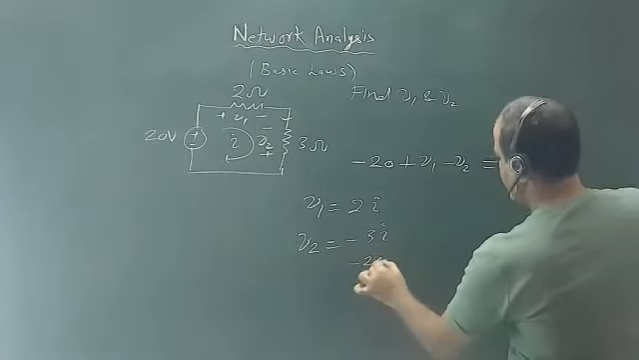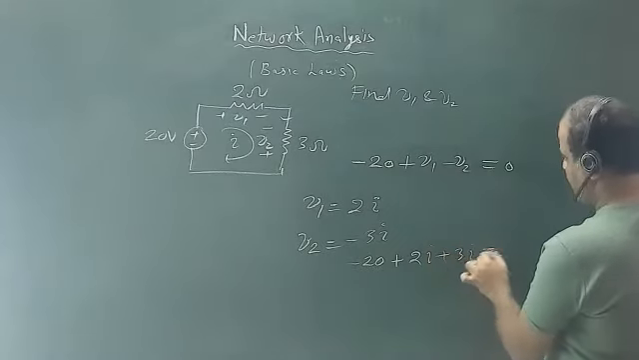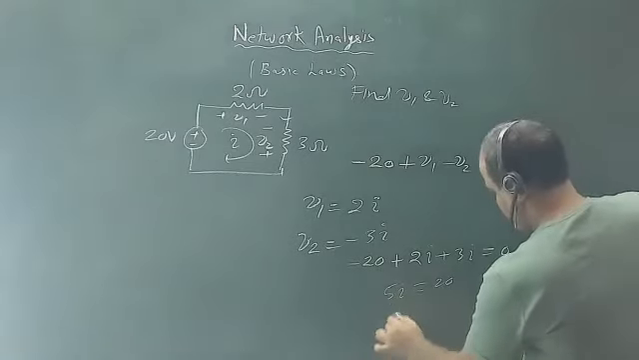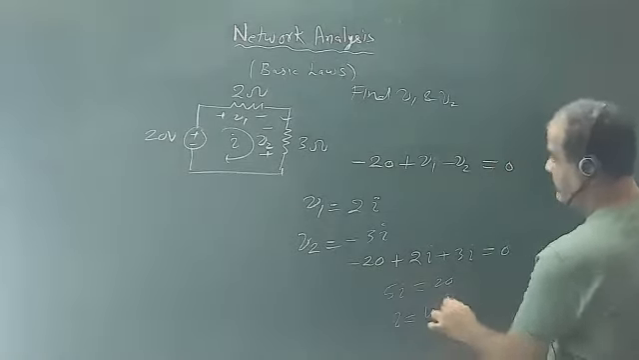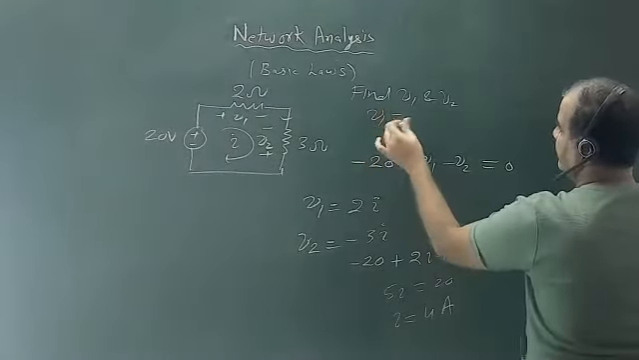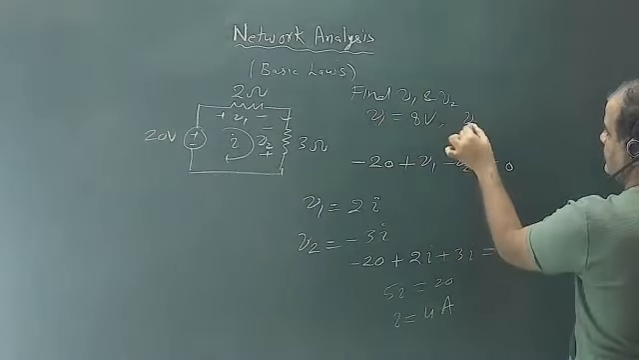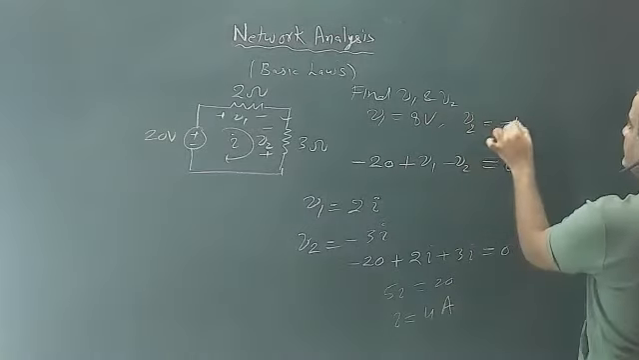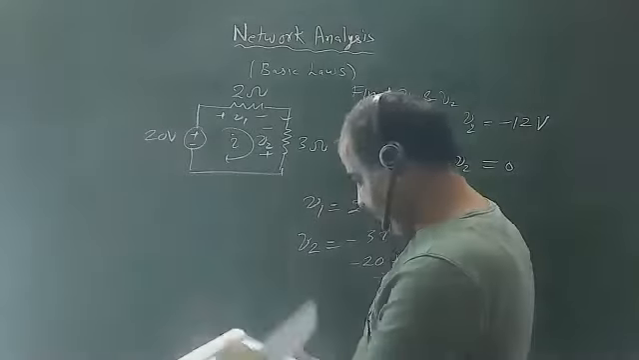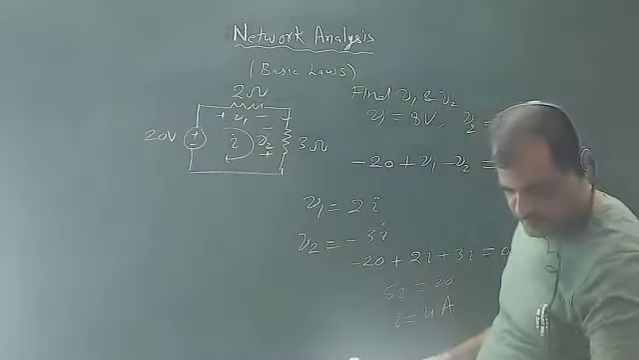So minus 20, so V1 is 2I. This becomes 3I equal to 0. So 5I equal to 20, and this will give you I equal to 4 ampere. Okay, so you know I equal to 4 ampere. So your V1 becomes 8 volts, and your V2 is minus 12 volt. Okay, so now I'm giving one question more, so you need to solve this.